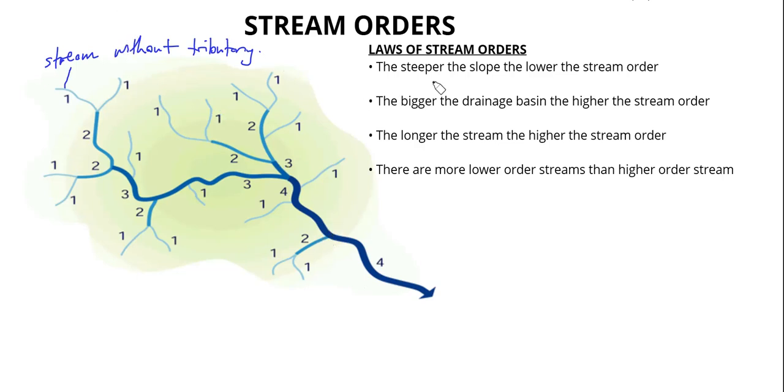I hope we understand that. So here are the laws of the stream order. The steeper the slope, the lower the stream order. The steeper the slope, it means that fewer streams are joining. So you've got fewer tributaries. On a steep slope, we've got fewer tributaries joining.